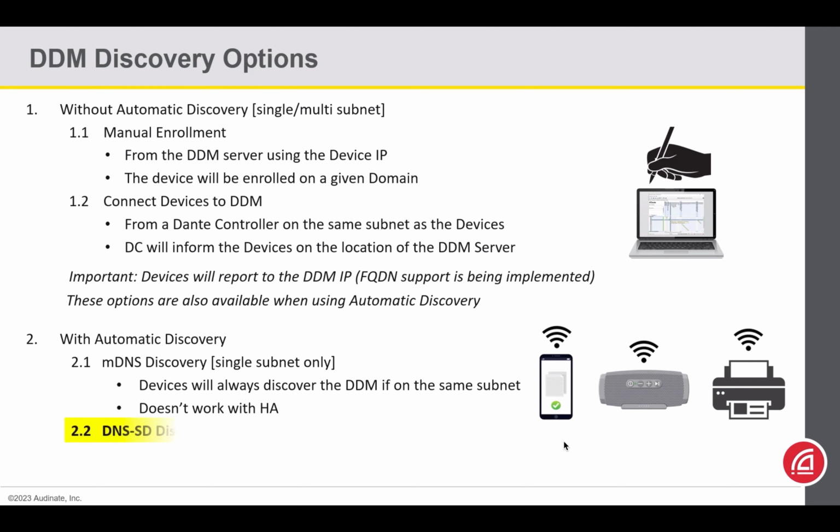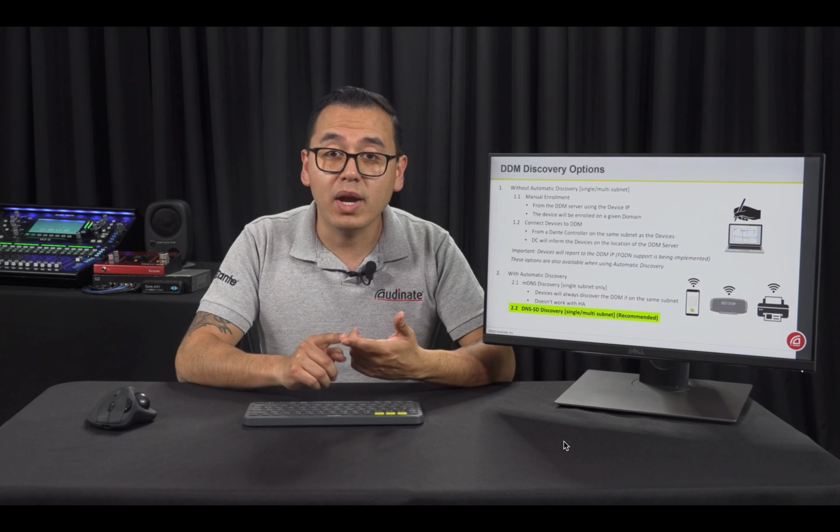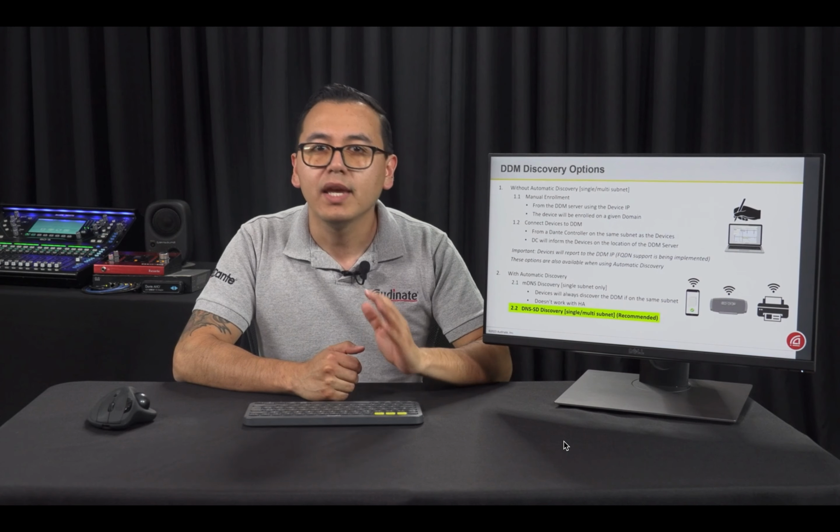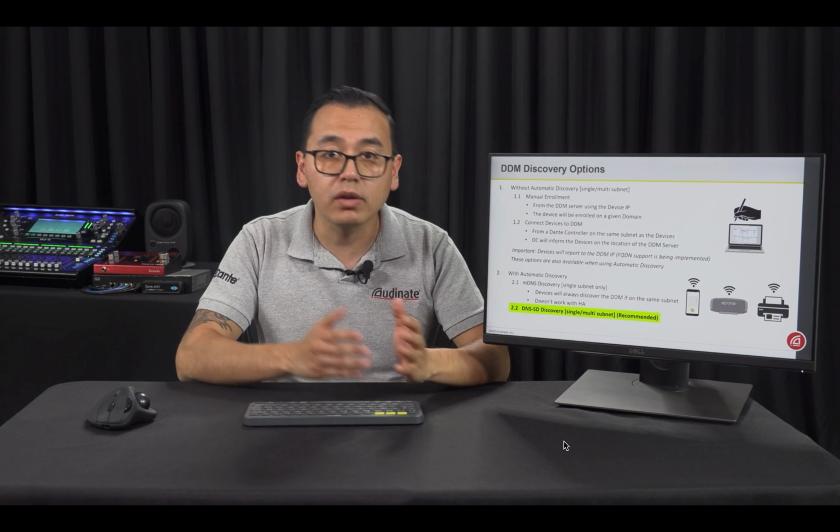The second option with automatic discovery is what we usually recommend. In this fully automated process, we use DNS service discovery, or DNS-SD. DNS-SD is a way of using standard DNS programming interfaces, servers, and packet formats to browse the network for specific services. This can be used in both single and multi-subnet environments.